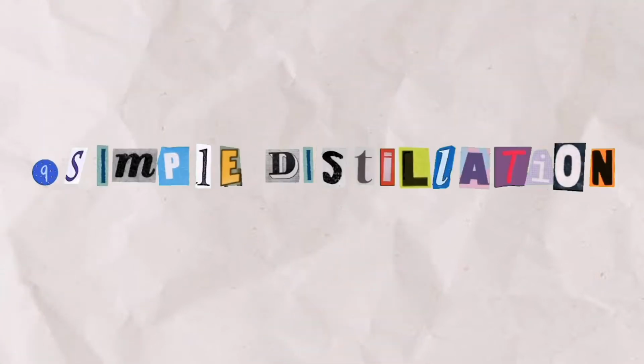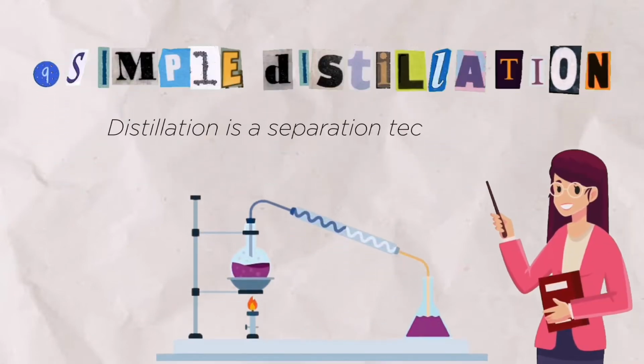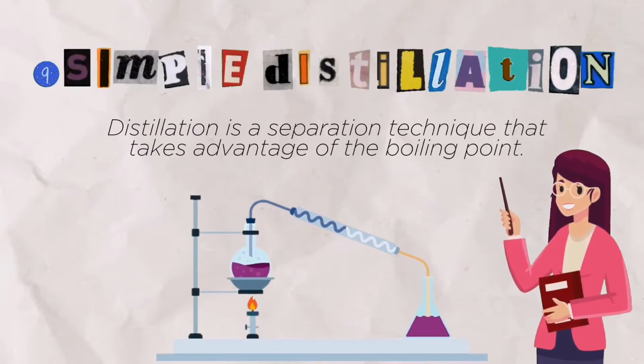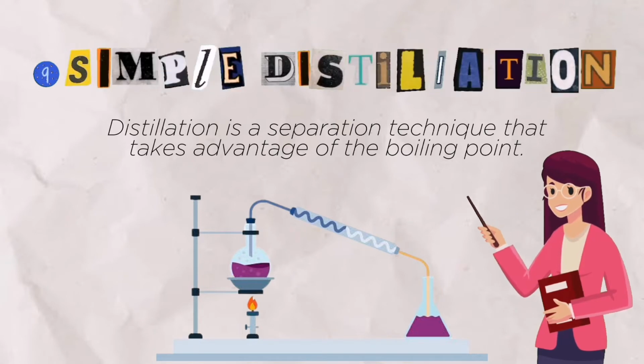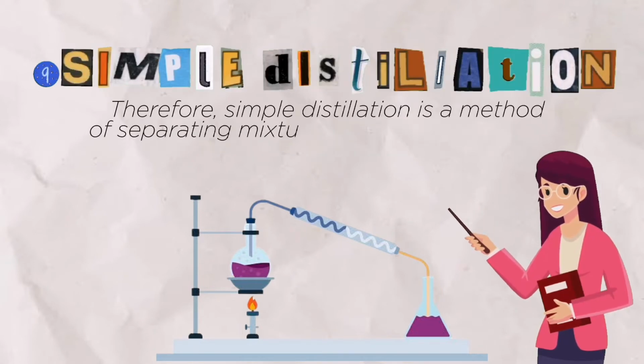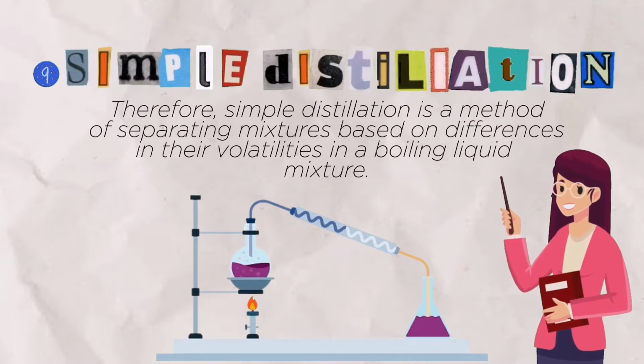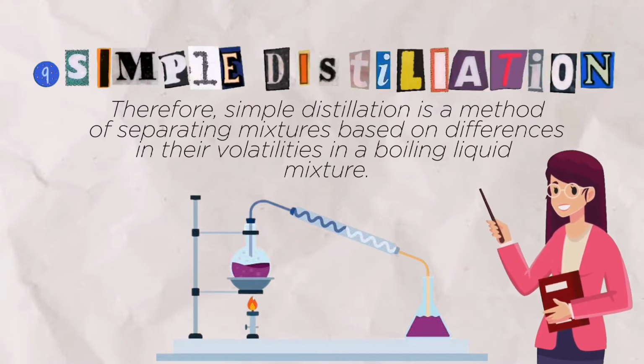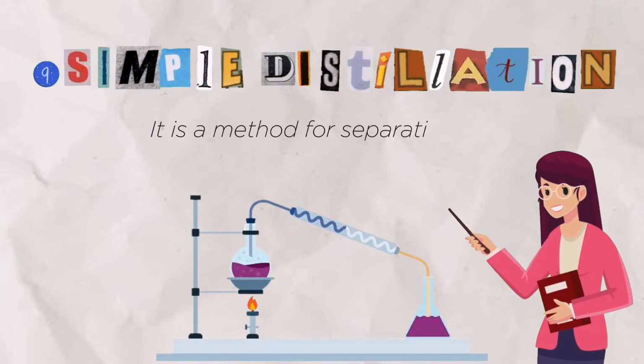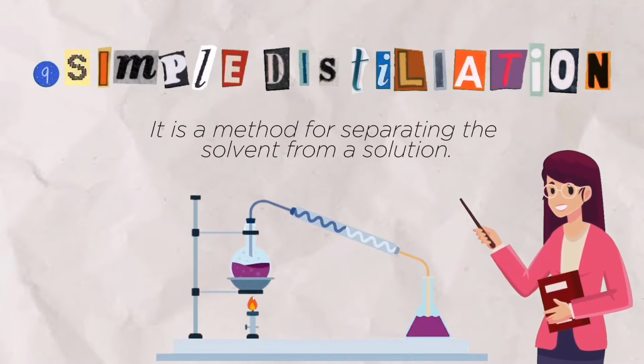Simple distillation. Distillation is a separation technique that takes advantage of differences in boiling points. Therefore, simple distillation is a method of separating mixtures based on differences in their volatilities in a boiling liquid mixture. It is a method for separating the solvent from a solution.